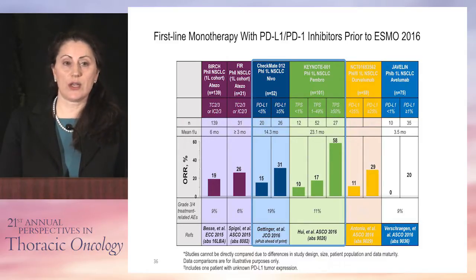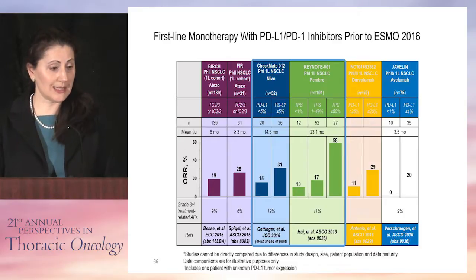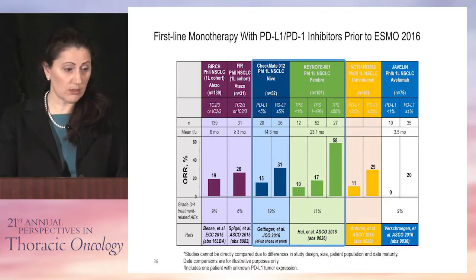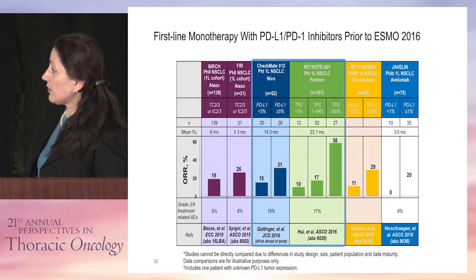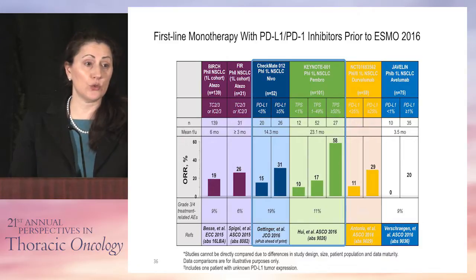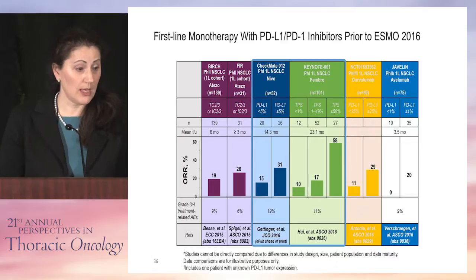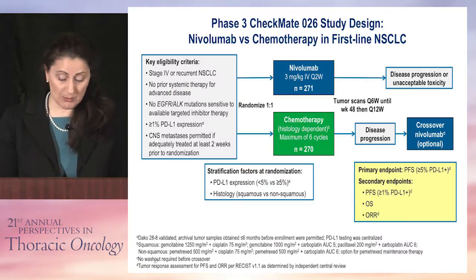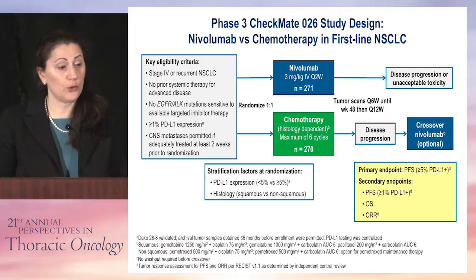All generated tons of enthusiasm because single-agent activity is associated with a high response rate, and this high response rate is even higher in PD-L1 positive patients, and you can see it stands out. It goes as high as 58% for more than 50% expression for the pembrolizumab studies. So there was a lot of hope for first-line use of these agents as single therapy in patients with previously untreated non-small cell lung cancer, compared with chemotherapy, and a number of studies were performed in that regard.